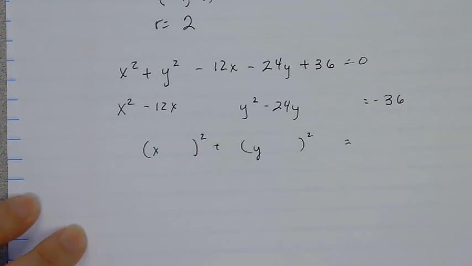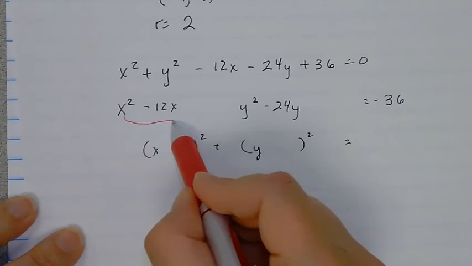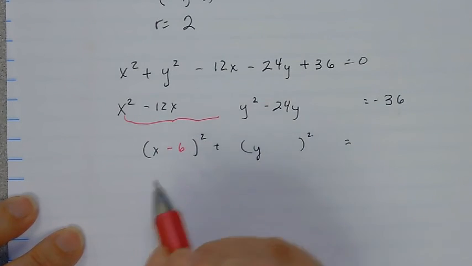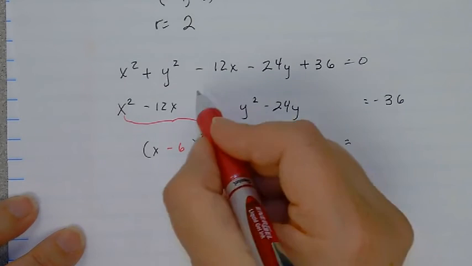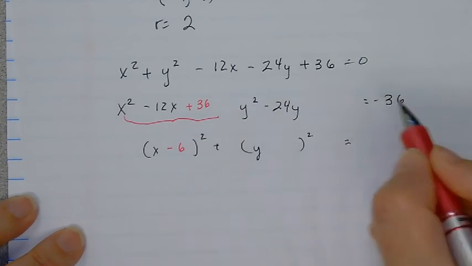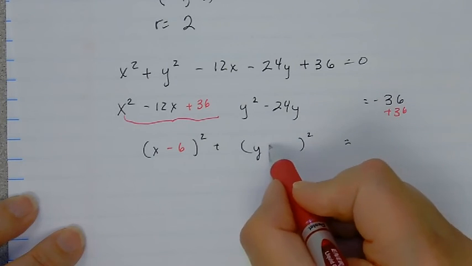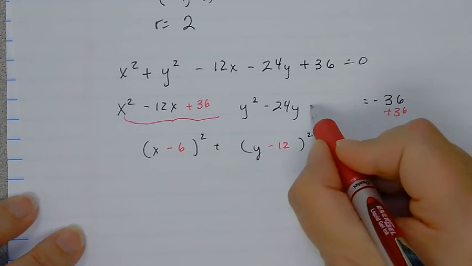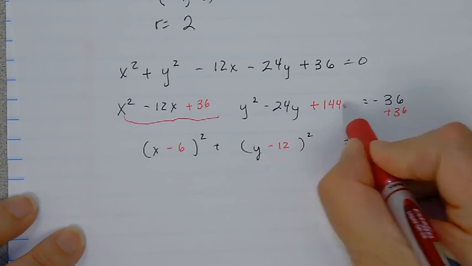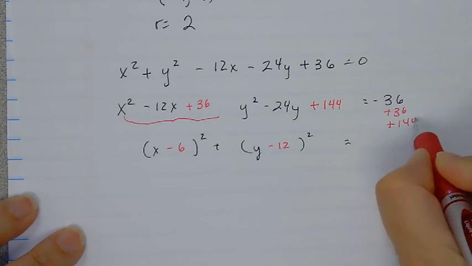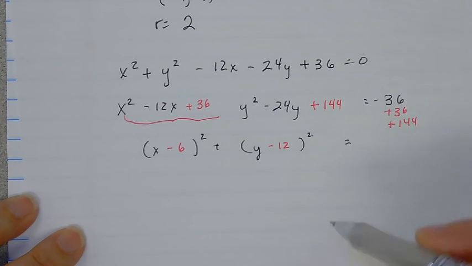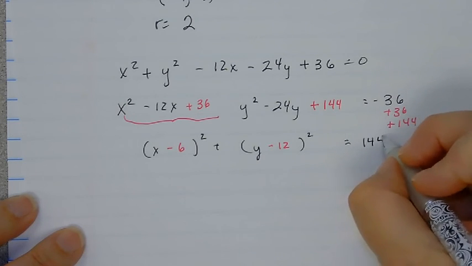So on the left side, when I complete the square here, I'm going to put -6. So really what I've added to this side is plus 36. So I have to add 36. What I've added here is -12. So I should have a plus 144 right here. So when I add those together on the right side, I get 144.